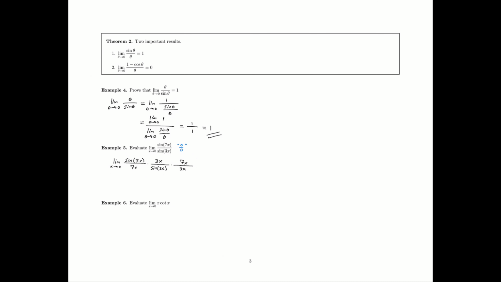Let k be a positive real number. Then the limit as x goes to 0 of sine of kx all over kx equals 1. We don't actually need this to match exactly for this one. Why is that? Let's prove it.